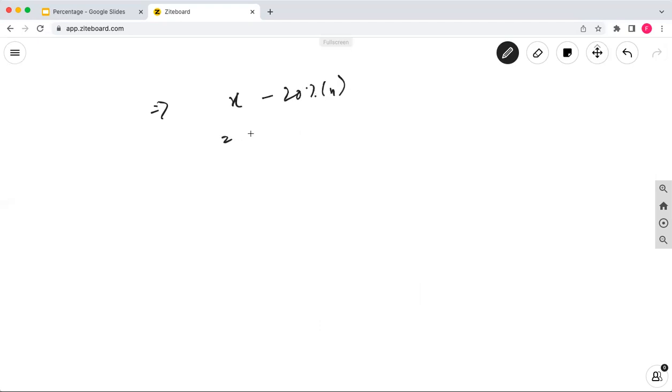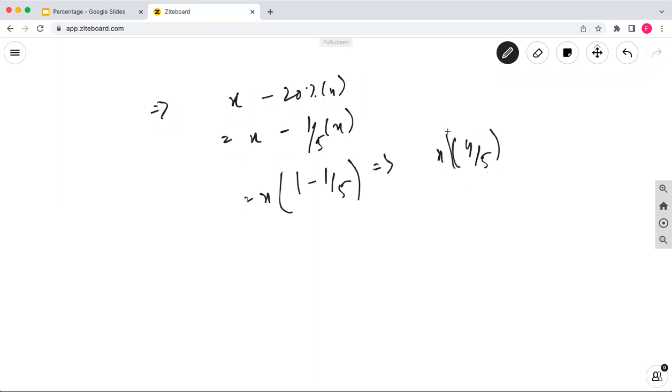Again, by using the fraction form, this is X minus 1/5 X. If you take X common, this will be 1 minus 1/5. This will be X into 4 by 5, that is 4/5 of X. This is actually 80%, right? We are just decreasing by 20%, so the result is 80% of X.